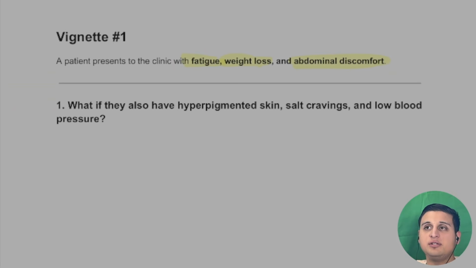Now we get the completion to the scenario, and we hear that this patient has hyperpigmented skin, salt cravings, and low blood pressure. So when we see this triad of symptoms on top of the fatigue, weight loss, and abdominal discomfort, this patient is going to have something like Addison disease.